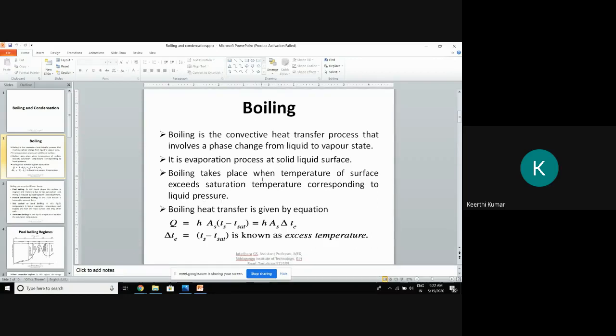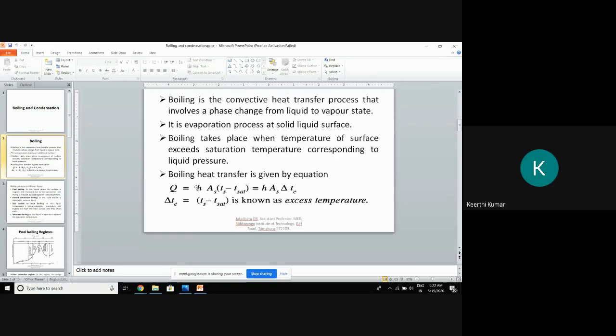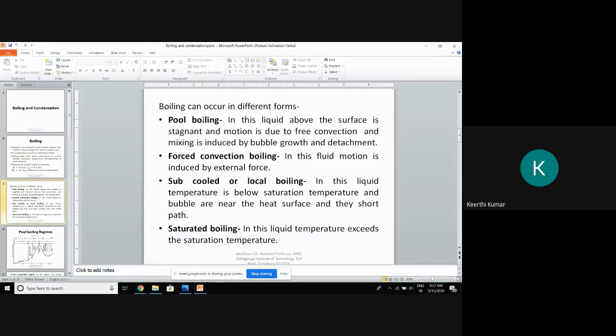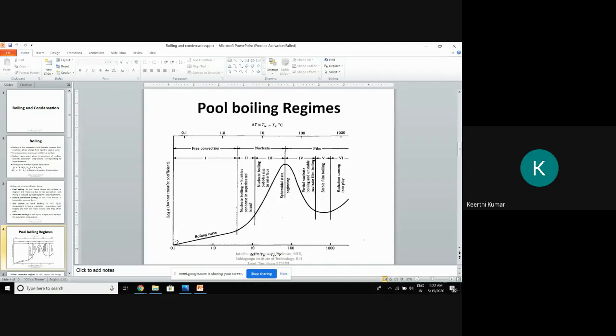Okay, boiling he has done, and he has taken boiling heat transfer. The equation for boiling heat transfer is this. And there are four regimes of boiling: pool boiling, forced convection boiling, subcooled boiling, and saturated boiling. So how is it classified? See, this figure tells you the boiling curve. This is called a boiling curve. Tomorrow I will share one video about this boiling curve, where you can come to know how exactly the boiling curve is obtained.